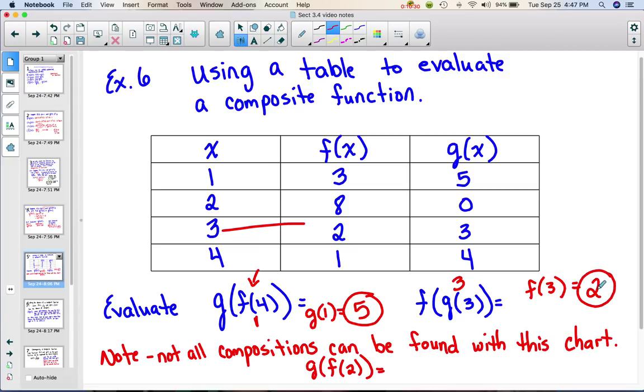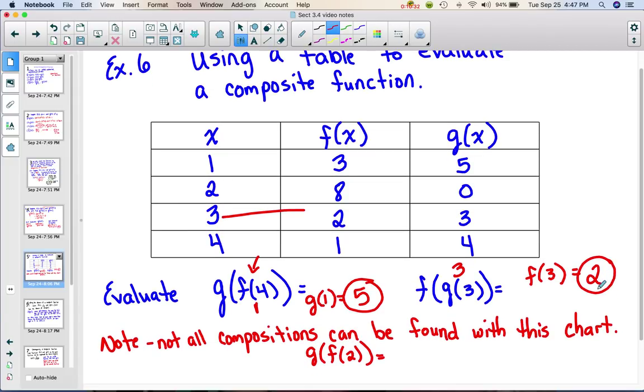Now I made a note down here, not all compositions can be found with this chart. For example, g of f of 2. So if I start with the inside function f of 2, I see f of 2 is 8. But I don't have g of 8. It's outside of my domain. I don't have that value, so it is not possible to actually compose it with that value. So that can happen in some cases.